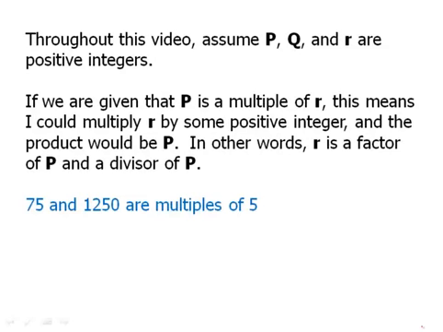So 75 and 1250 are multiples of 5 precisely by the fact that 5 is a factor of both of those numbers. 63 and 888 are multiples of 3. With 63 it's easy to see. With 888 you could use the trick that we've discussed in the previous video on divisibility tricks. If we add up the digits, 8 plus 8 plus 8, we get 24. 24 is divisible by 3, therefore 888 must be divisible by 3.